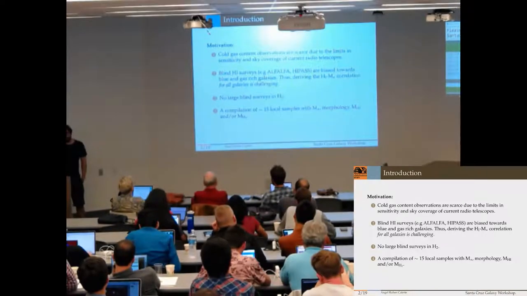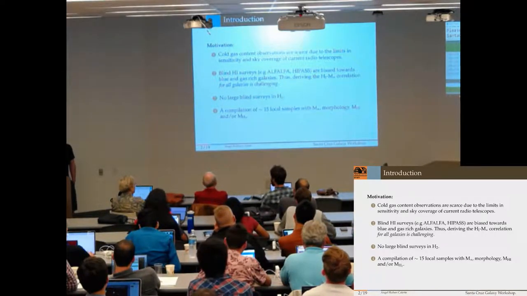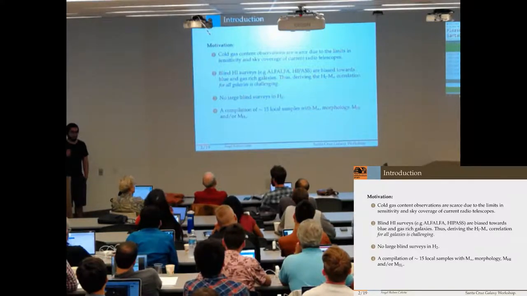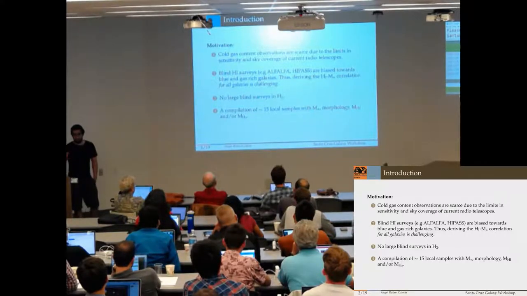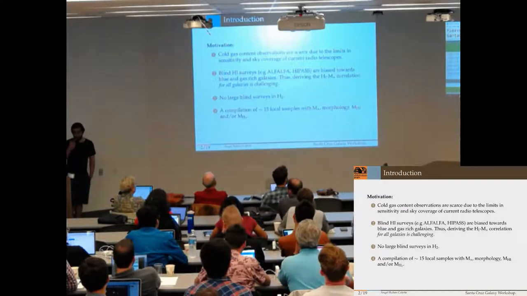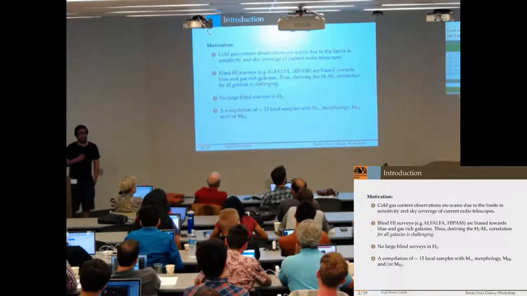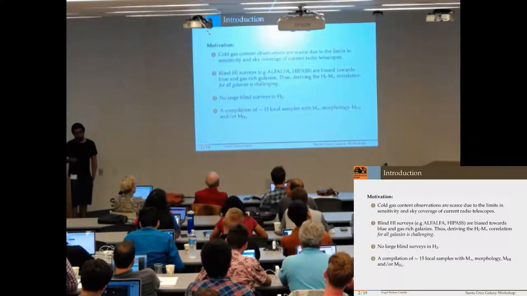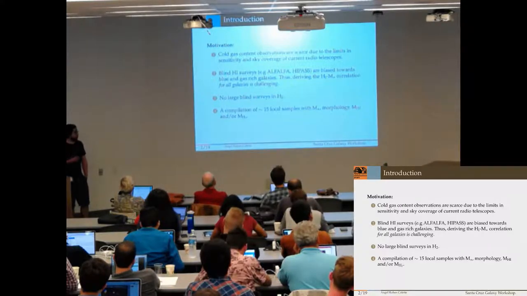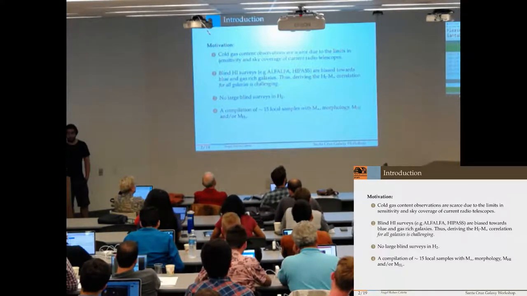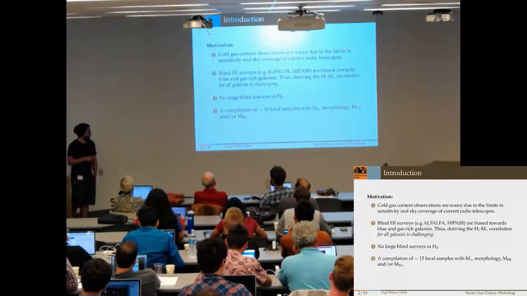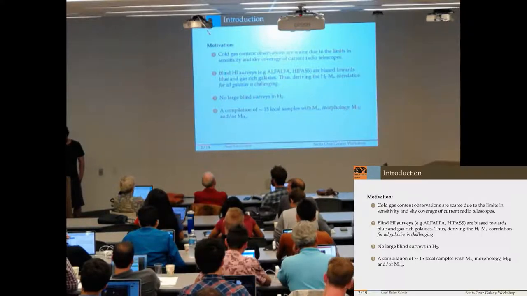Well, first, motivation. We're motivated by the fact that cold gas content information from observation is very scarce given the sensitivity of current radio telescopes and their sky coverage. Secondly, the blind H1 surveys, for example ALFALFA or HIPASS, are very biased towards gas-rich and blue galaxies. So inferring, for example, the H1 to stellar mass correlation is challenging. And more importantly, for the H2 component, there are no blind surveys.